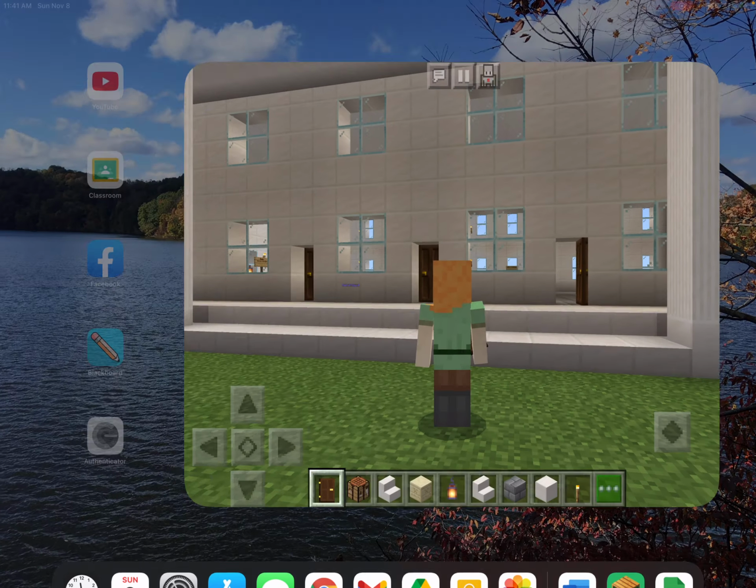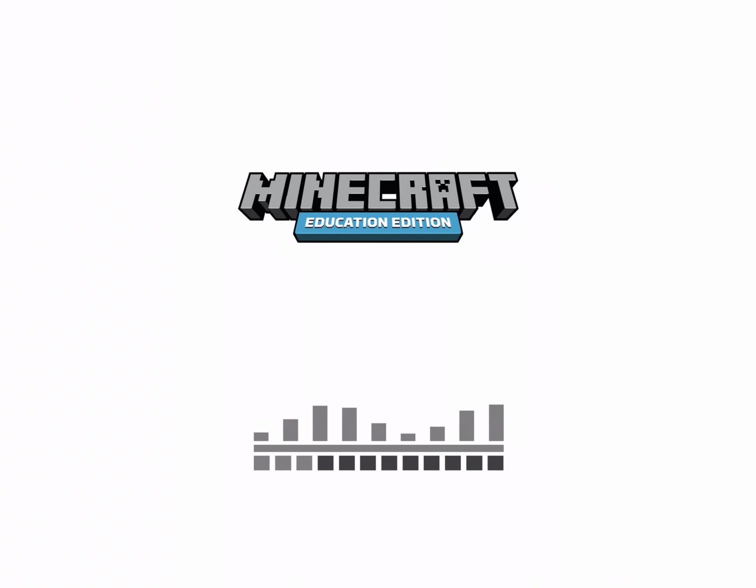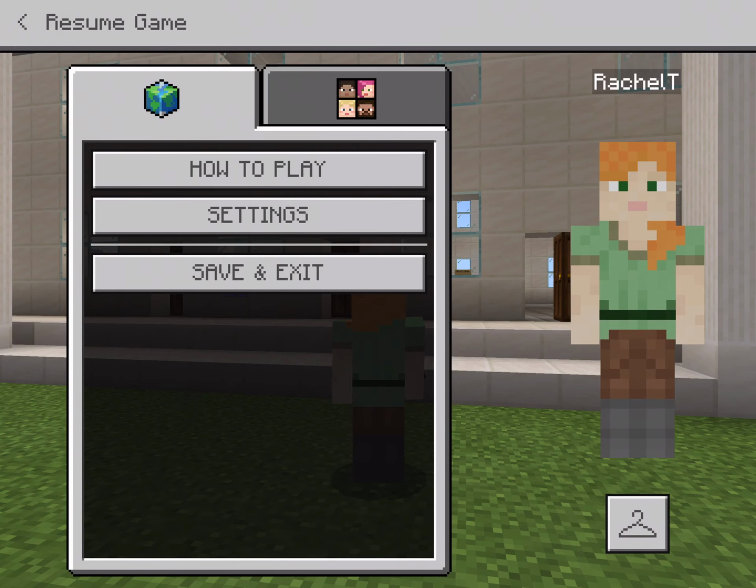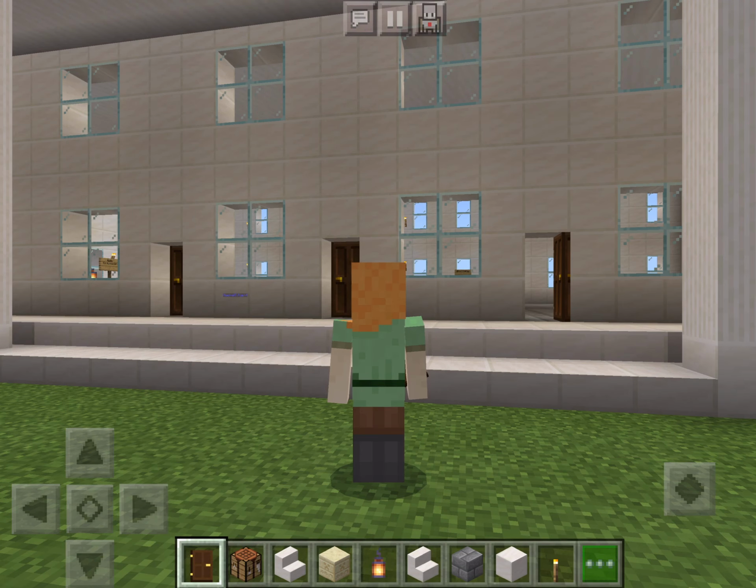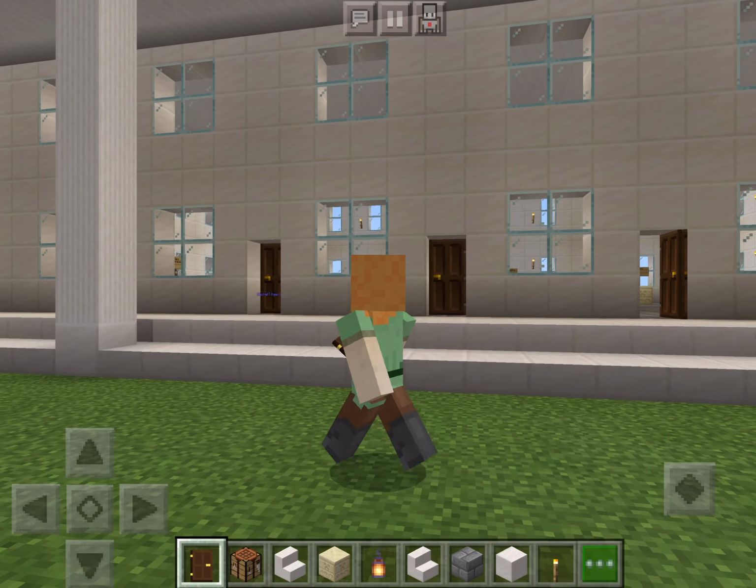This is my Minecraft project that I created for my students. What I chose to do was have the students create museum displays within a museum within Minecraft. So I'm just going to show you my structure here.